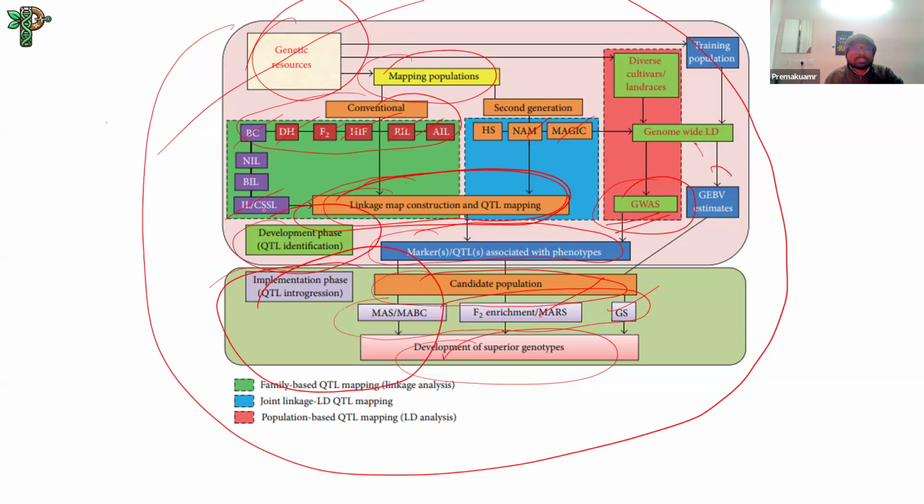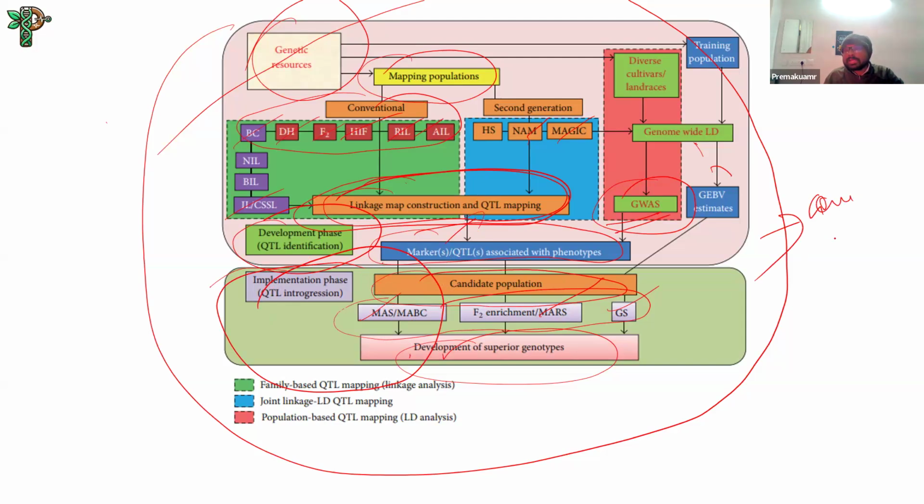These are the developmental phase, meaning you are developing the QTLs or identifying the genes. Then after identification, you have the implementation stage, meaning you have to introgress into the new varieties. Any method, any scheme you can use. We have discussed this; this is overall what we are doing in genomic assisted breeding.